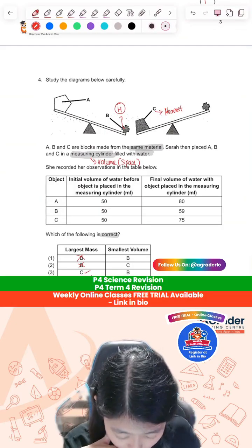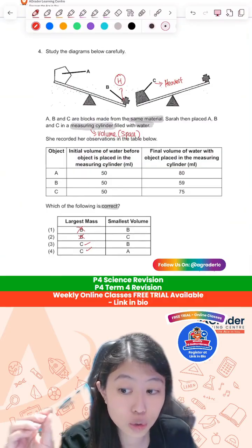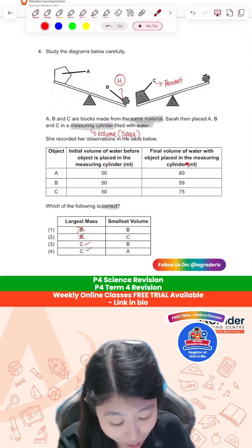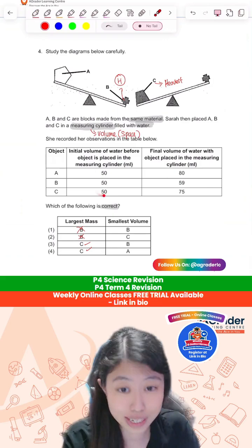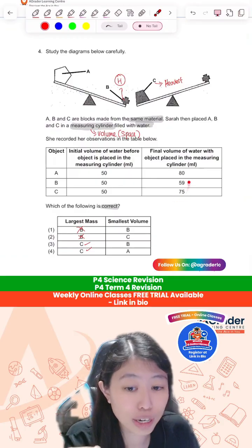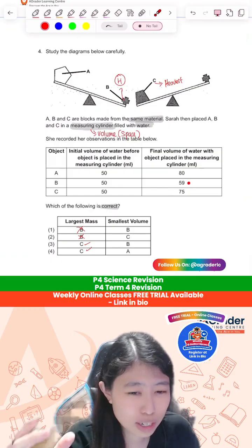So what about the smallest volume? Now they're asking for smallest volume. For smallest volume, you need to do a little bit of math here. If not, you can just compare by looking at the final volume. Since the starting volume is the same, you can just straight away look at the numbers, the final volume. So smallest volume means that the number is supposed to be the greatest or the smallest?